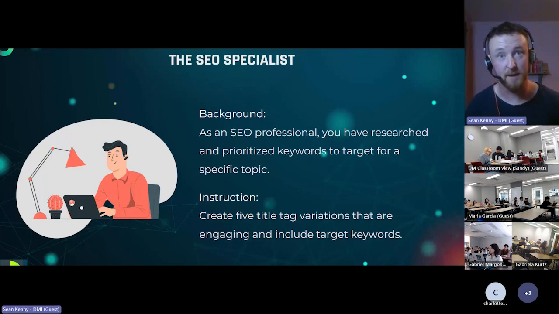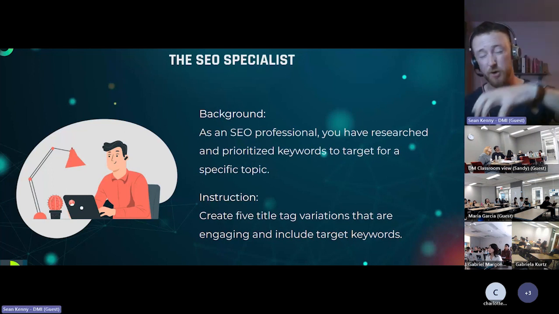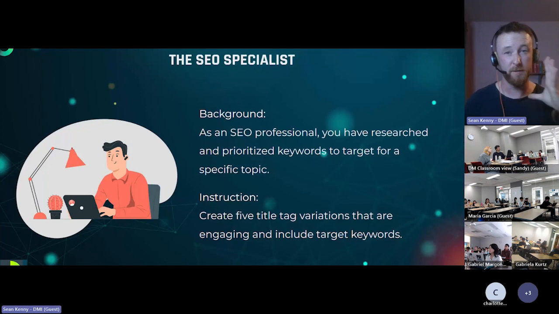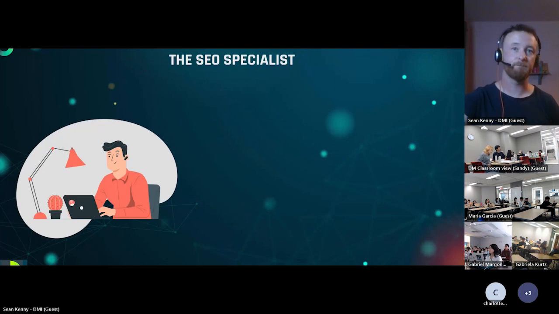Again, we're going to go with our big concept. So background, you're an SEO professional. You've researched and prioritized keywords to target for a specific topic. Again, we're being specific in the instruction about the output. We want 5 title tag variations that are engaging and include target keywords.